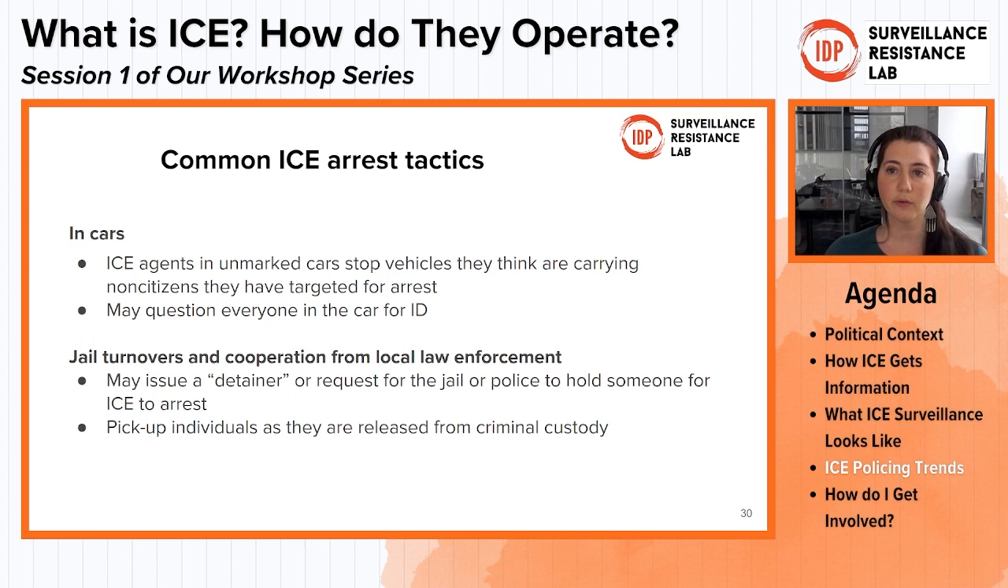Other common ICE arrest tactics include jail turnovers and cooperation from local law enforcement, or in some places from probation offices or parole offices. This might look like someone who's in criminal custody. ICE might issue a detainer, a request for the jail or police to hold someone for ICE to arrest, or they might loiter outside of the jails and in places to pick up individuals when they are released from criminal custody.